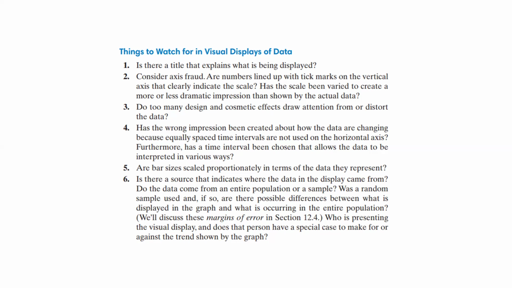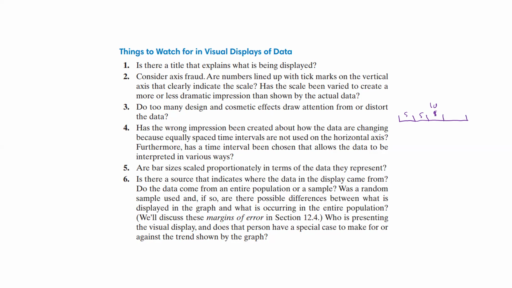Four, has a wrong impression been created about how the data are changing because equally spaced time intervals are not used on the horizontal axis? We can see that they go from here to here and then here to here, and then the next one should be something like that, but they still say it's from here to here. So it really should be a long one. It might be 5 years, and then this is a 10-year frame, but they put it in and say, well, that was actually not 5, that's 10 in this case. And so that's kind of what they mean by that. Furthermore, has the time interval been chosen in a way that allows the data to be interpreted in various ways?